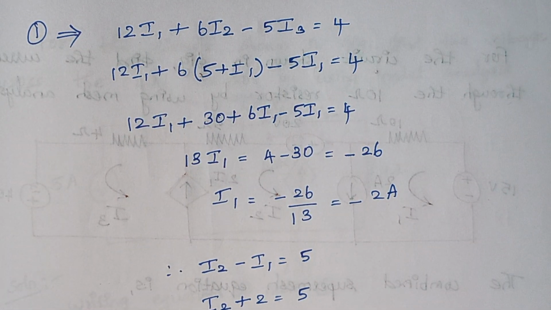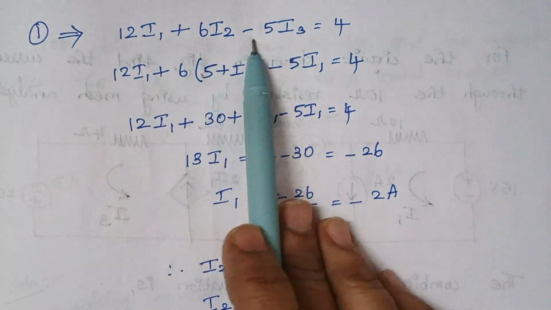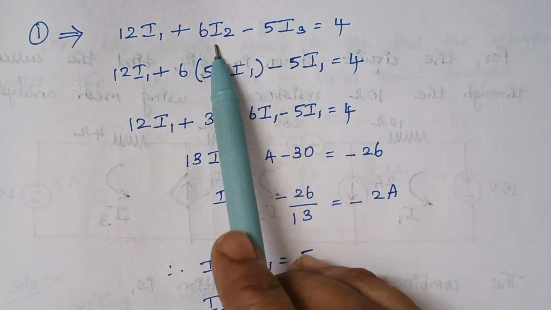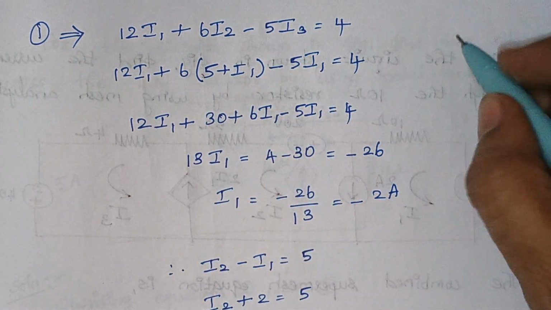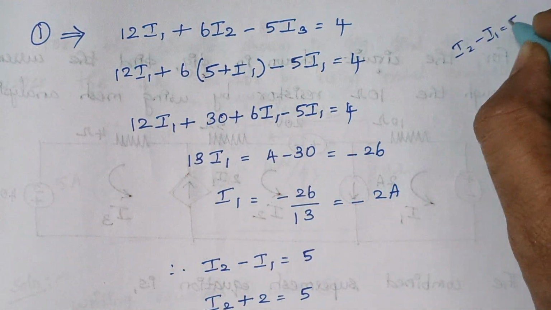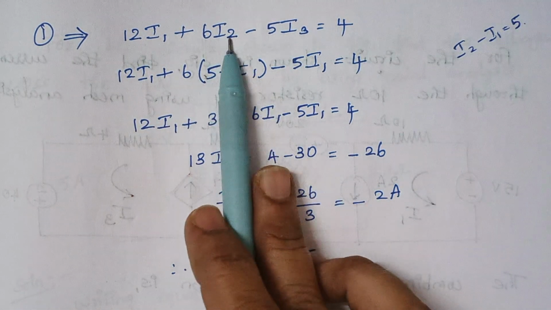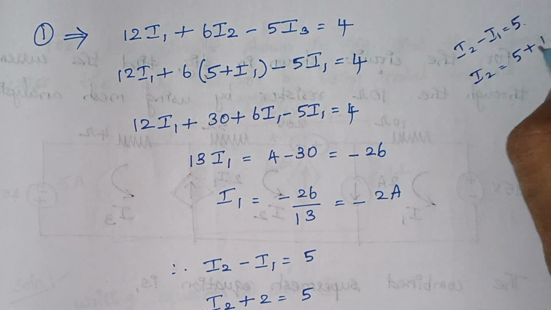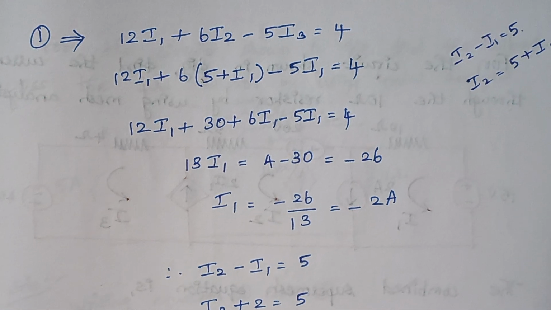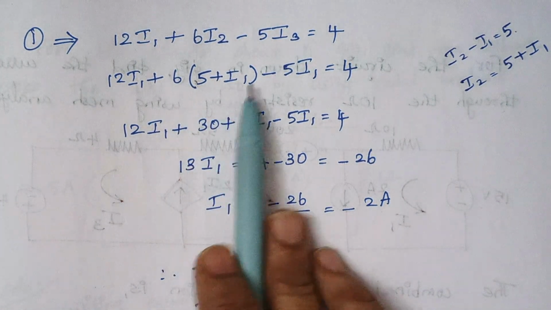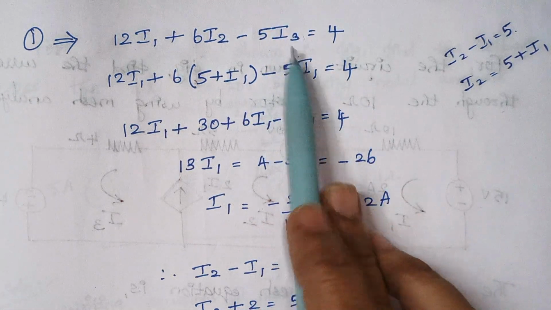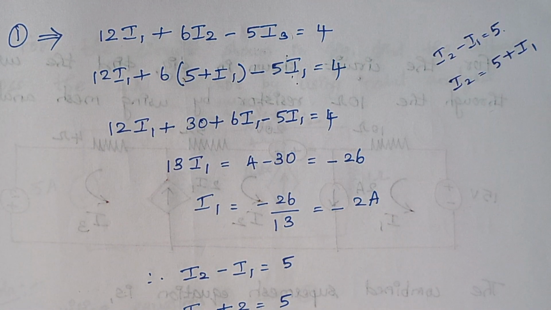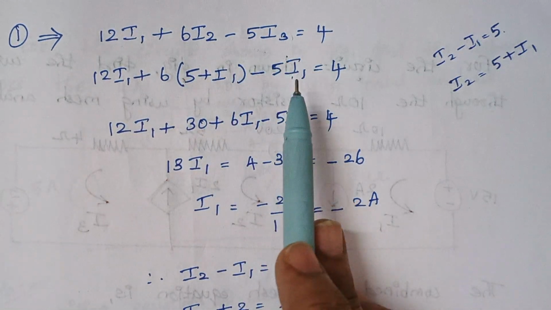Now we have to simplify these equations. 12i1 plus 6i2 minus 5i3 is equal to 4. So now I2 can be written as 5 plus I1 because here we have the relationship I2 minus I1 is equal to 5. Therefore, I can replace I2. So I am moving this minus I1 to the right hand side. So it becomes plus I1. So I2 is equal to 5 plus I1. So just substitute here. And here again I3 is nothing but I1. So I3 is replaced by I1 here. Because now we are going to calculate I1. So we are rewriting I2 and I3 in terms of I1.